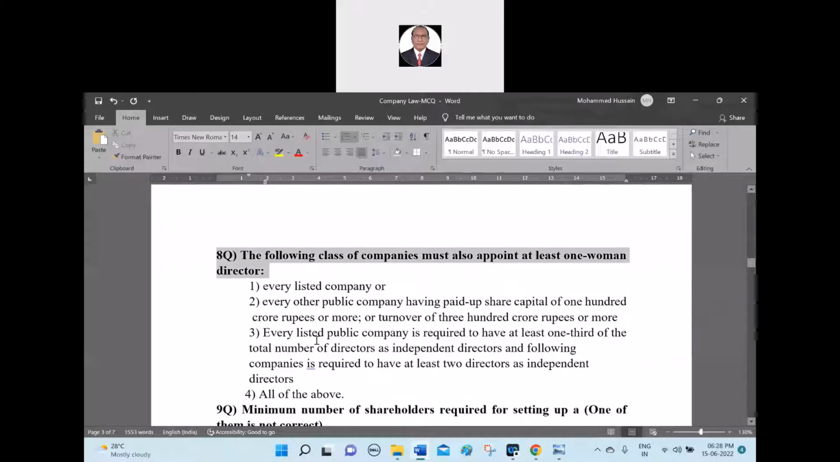Eighth question. Read. I think there is the following of companies must also appoint at least one woman. Option one, every listed company. Option two, every other public company having paid-up capital of 100 crore rupees or more, or turnover of 300 crore rupees or more. Every listed company is required to have at least 1/3 of the total number of directors as independent directors, and following companies is required to have at least 2 directors as independent directors. Option 4, all of the above.